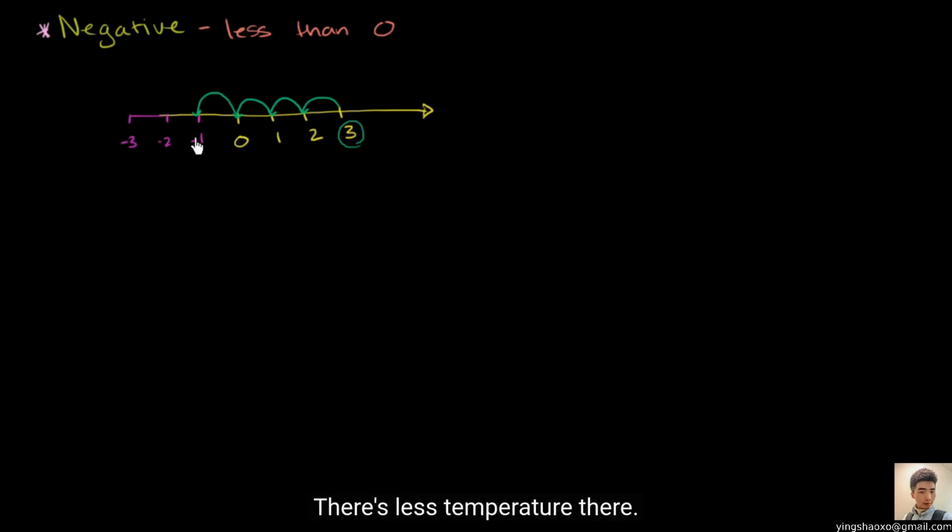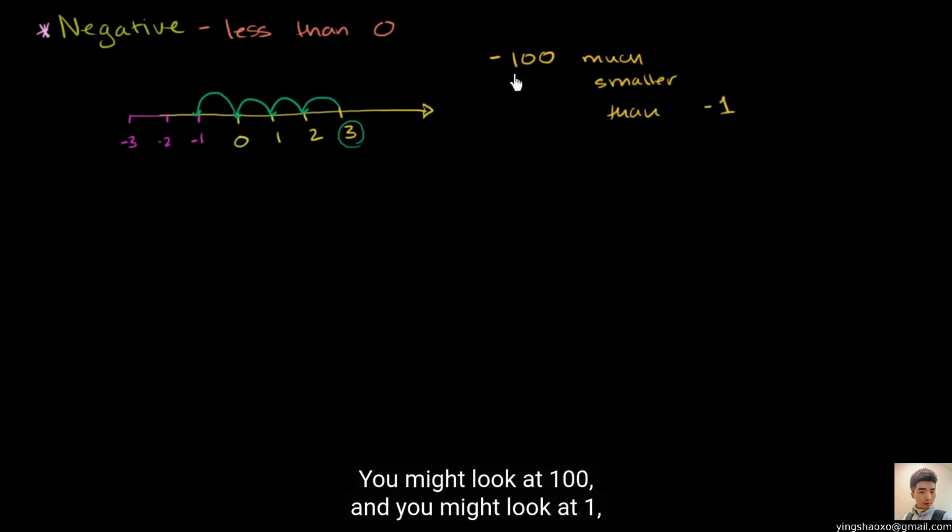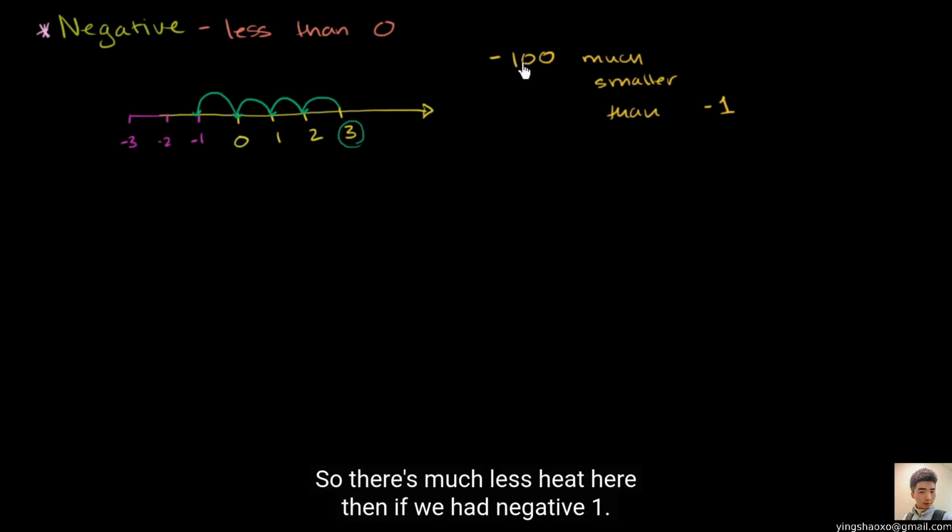So let me just make it very clear. -100 is much smaller than -1. You might look at 100 and look at 1, and your gut reaction is to say, wow, 100 is a much larger number than 1. But when you think about it, -100 means there's a lack of something. If it's -100 degrees, there's a lack of heat. So there's much less heat here than if we had -1.